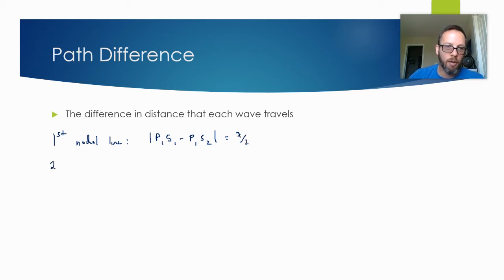And the second nodal line, so this is a point on the second nodal line. We'll call it P2S1 minus P2S2. We talked about it being 1.5 wavelengths, 3 lambda over 2.